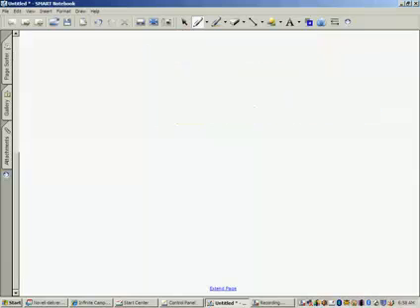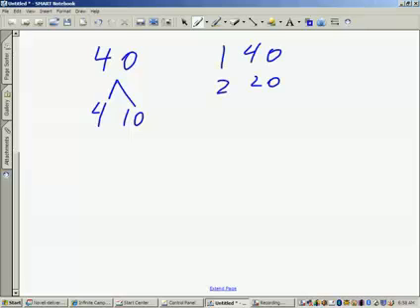So, extend the page down. Let's talk about what factoring is right from the get-go. Factoring is basically breaking down a problem. If I have the number 40 and I factor it, there are numbers or factors that go into 40, such as 4 and 10, or 1 and 40, or 2 and 20, or 5 and 8. These are all factors of 40.